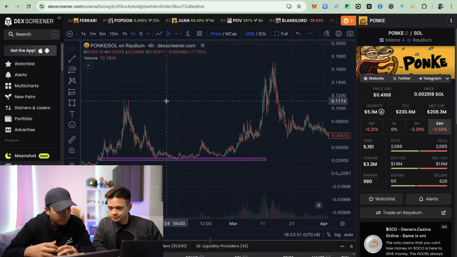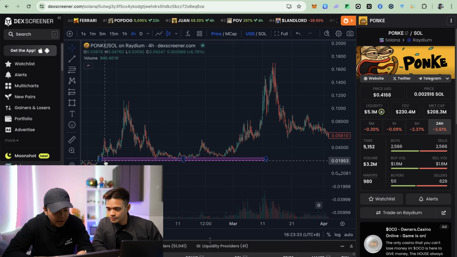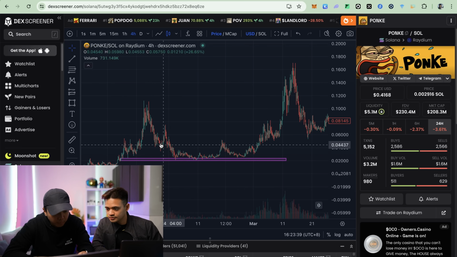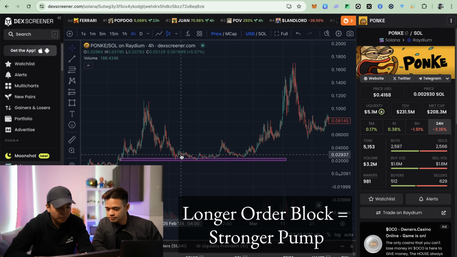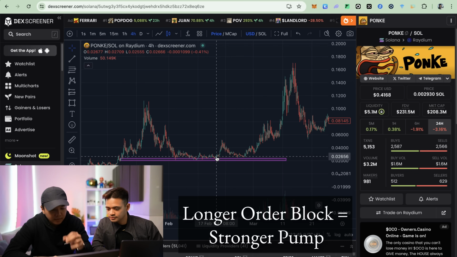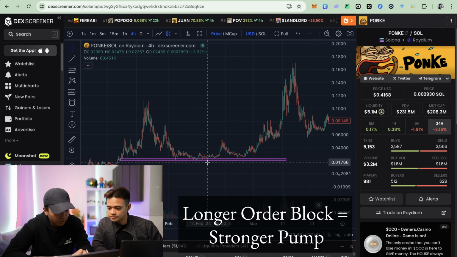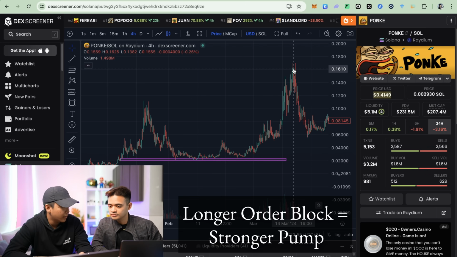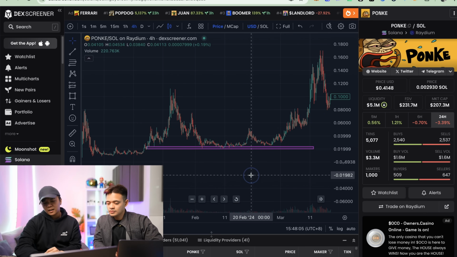Same thing happened with Ponke in the early days, right? Way back January 17, all the way to late February. You can see whenever price dips down here, it moves sideways. And the more it moves sideways, the more strength that the order block has. Until one day it starts pumping really strong, right? And people are asking, well, why did it pump?